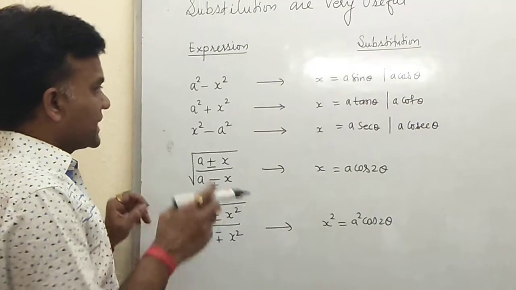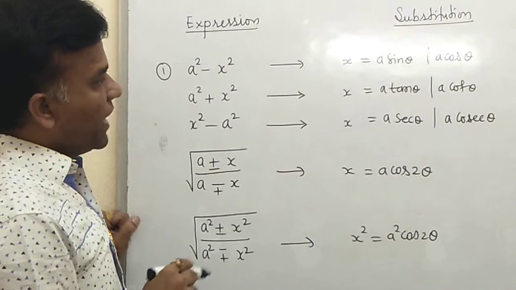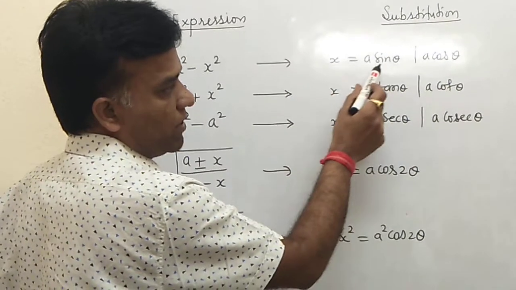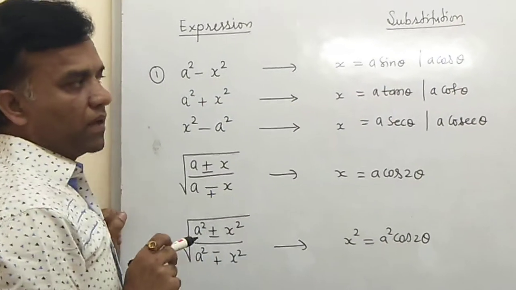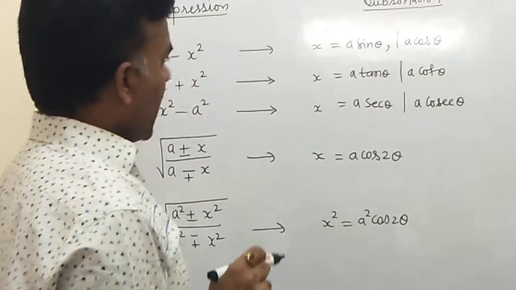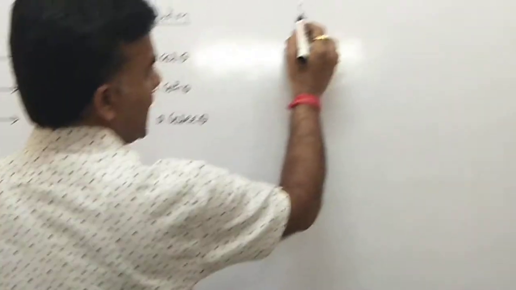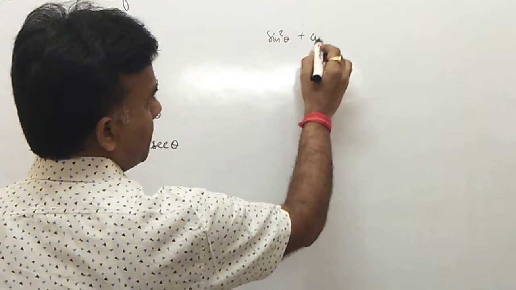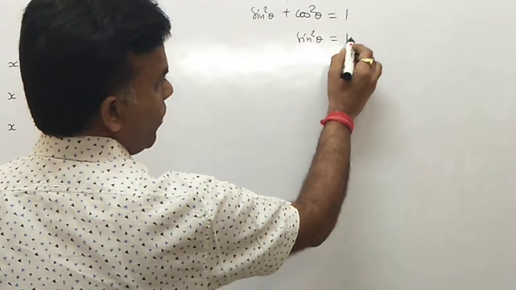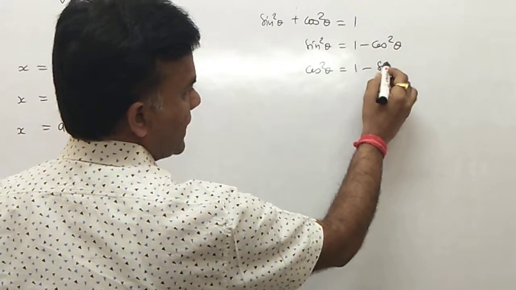Okay, first we have the term a square minus x square in inverse trigonometry, and we see which trigonometrical ratio to substitute. For a square minus x square, put x equal to a sin theta, or you can put a cos theta. Why use a sin theta and a cos theta? Because we know the trigonometrical identity sin square theta plus cos square theta equal to 1. So sin square theta equal to 1 minus cos square theta, and similarly cos square theta equal to 1 minus sin square theta.